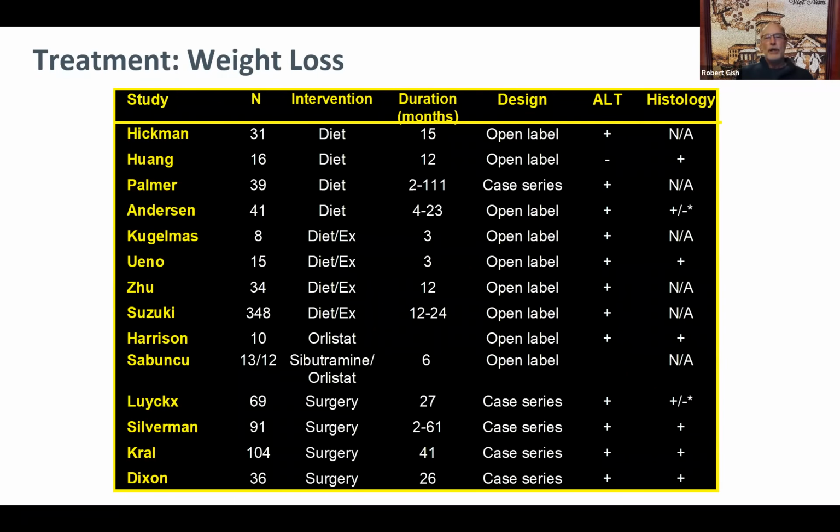This is about the data on weight loss or diet and exercise. And then the bottom four is surgery. So we've got lots of ways to lose weight, and this can improve ALT. And when they do biopsies, we have biopsy information too. Weight loss works.